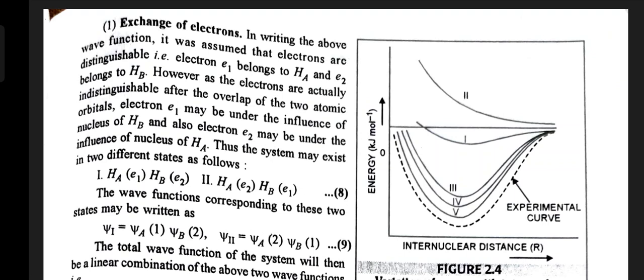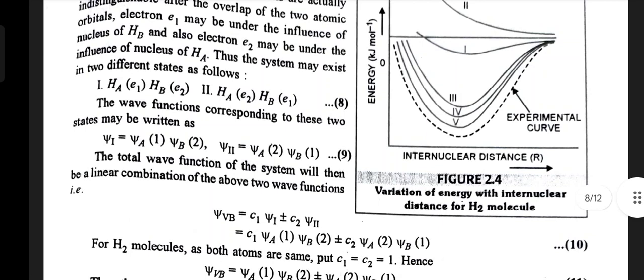Exchange of electrons. In writing the above wave function, it was assumed that the electrons are distinguishable, that is, electron E1 belongs to HA and E2 belongs to HB. However, as the electrons are actually indistinguishable after the overlap of the two atomic orbitals, electron E1 may be under the influence of the nucleus of HB and also electron E2 may be under the influence of HA. Thus the system may consist of two different states as follows: first, HA E1 HB E2; second, HA E2 HB E1.